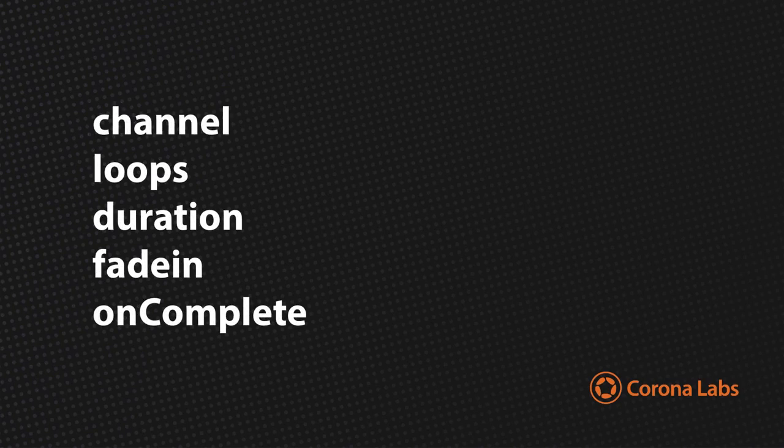BaseDir is optional. It's important to note that audio does not begin playing until audio.play is called and the handle of the audio file is passed in. There are a number of options that can be set for audio.play, such as specifying a channel for the audio to play on, loops for specifying the number of times the audio should play, duration for controlling how long the audio should play, fadein for fading the audio in over a specified period of time, and onComplete for calling a function once the audio is finished playing. For more details on how to use audio.play and its options, see the audio.play documentation on the Corona Labs website.